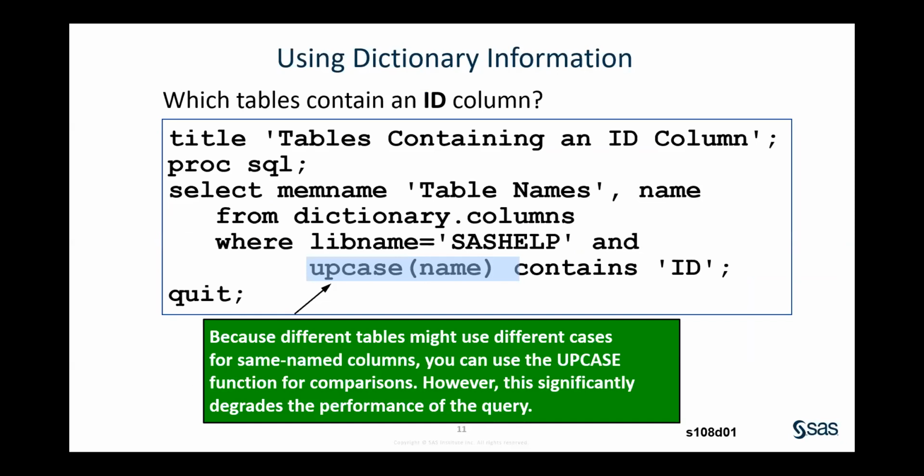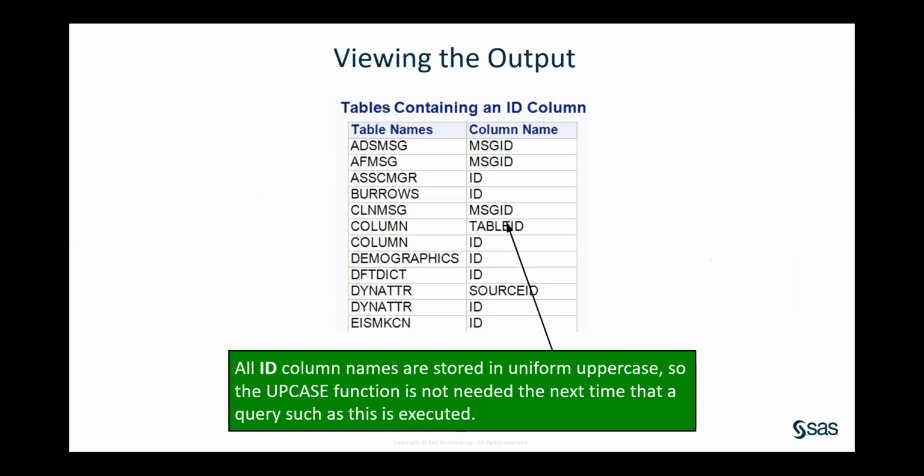So I can go one step further and say, I need to do some joins, and I like to look at common columns. So I run a SQL query where I explicitly ask for the SASHELP library, and where the name, and I upcase it. I'm not sure whether the IDs are stored in lowercase or uppercase. So I run an upcase function on name, and I ask for the contains operator. And that'll give me all columns which have an ID as part of it. Once again, not super impressive because you had to explicitly type the word ID.